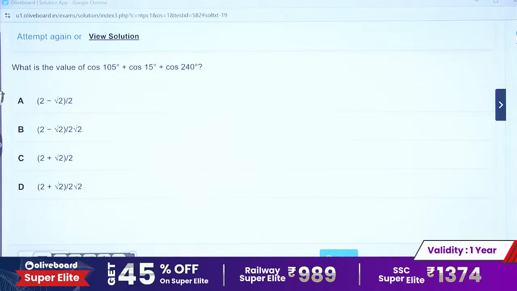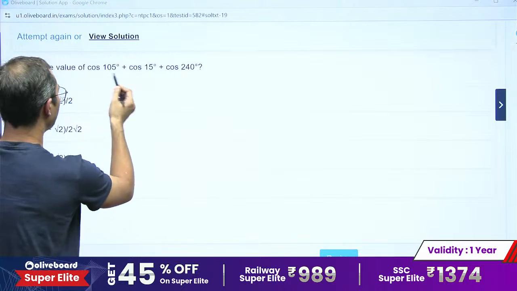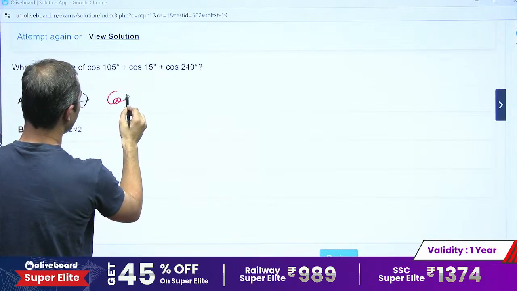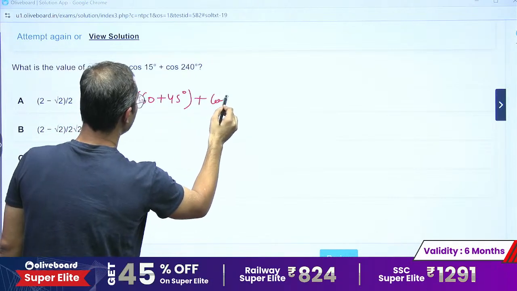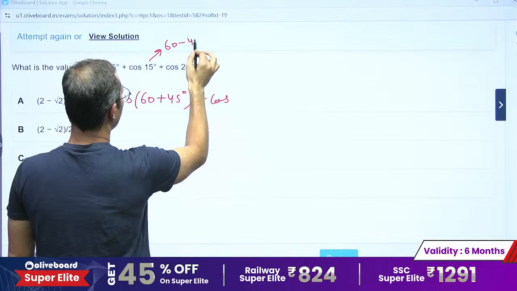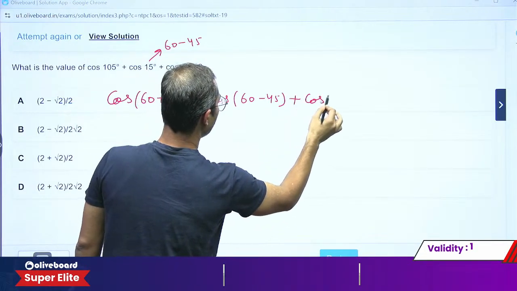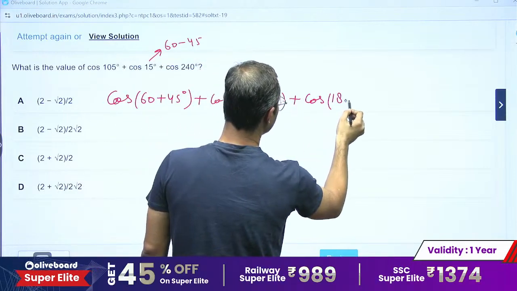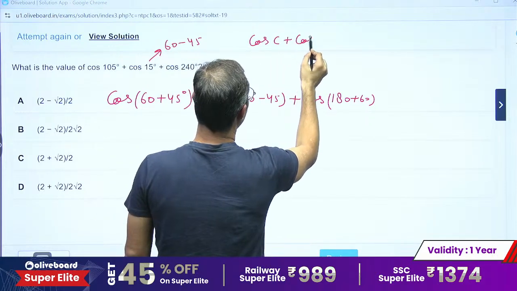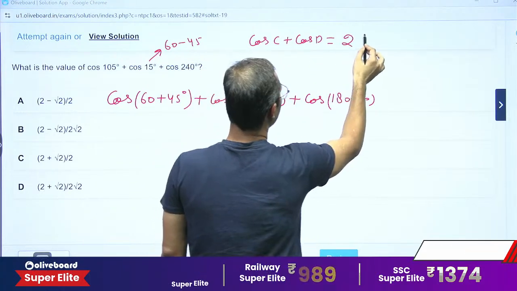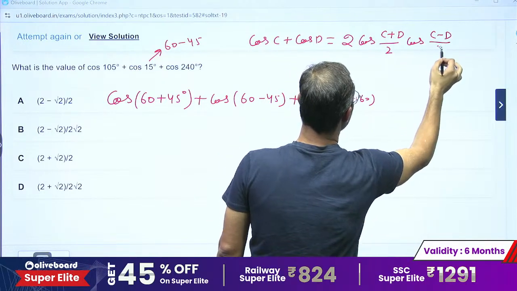If we know the value of cos 15, so we can solve this with the help of 15-degree angle, right? If we don't know, so we can write it like cos 60 plus 45 degree, right? And cos 15 we can write as 60 minus 45, right? Plus cos 180 plus 60, right? So we know that cos C plus cos D formula, right? That is equal to 2 cos (C plus D) by 2 and cos (C minus D) by 2, right?